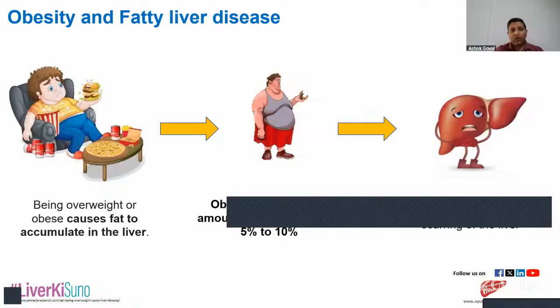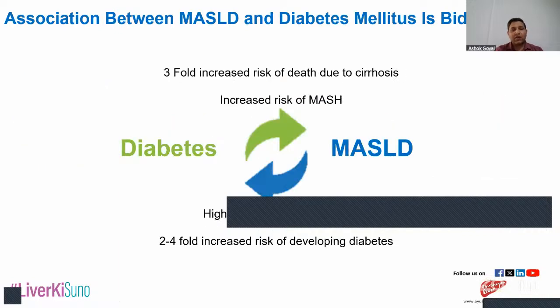Being overweight or obese causes fat to accumulate in the liver. Obesity increases the amount of fat, and fat constituting more than 5 to 10% will lead to MASH and scarring of the liver. There is an interconnection between metabolic dysfunction associated fatty liver disease and diabetes mellitus. And basically, they are bidirectional. So if the patient is having diabetes, then the chances of getting MASLD are high. And when a patient is having this metabolic liver disease, then there is a high prevalence of diabetes in those patients, to the tune of a 2 to 4 fold increased risk of developing diabetes in later life.